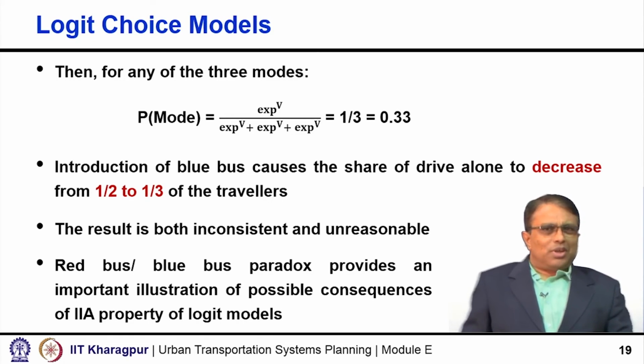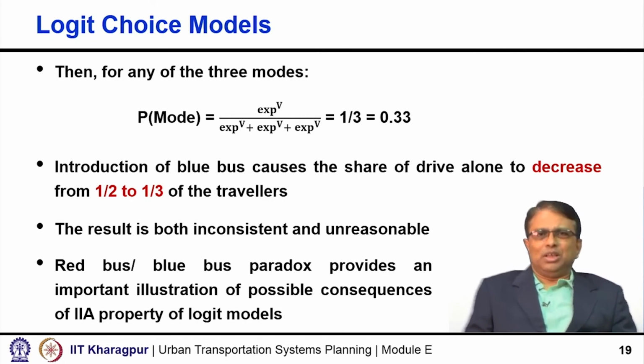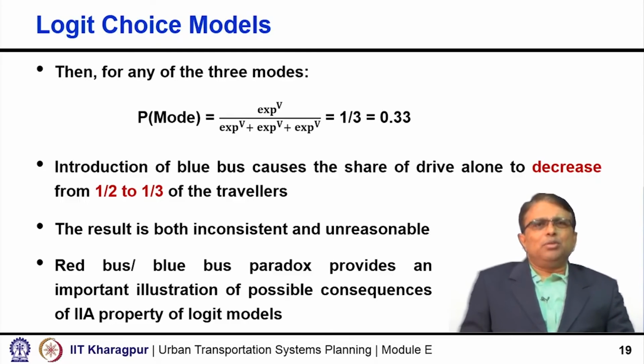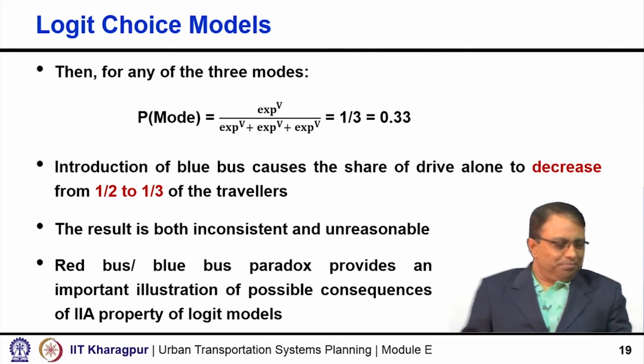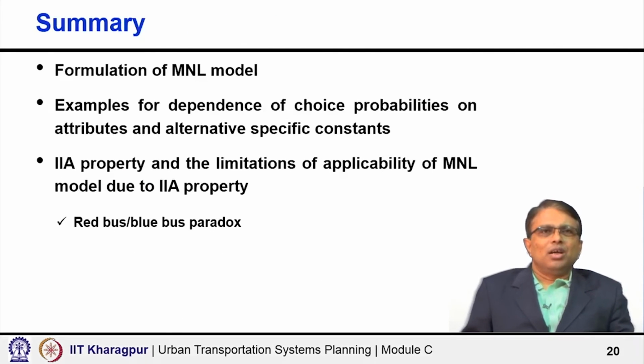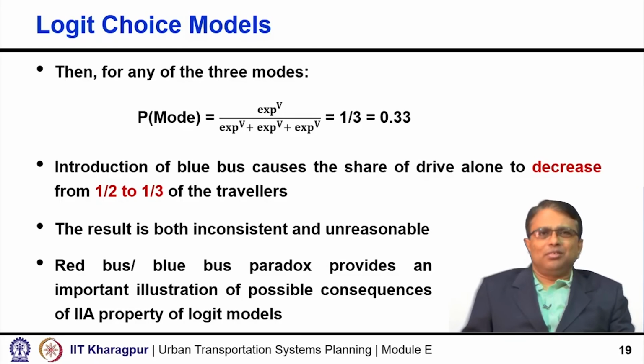Does it sound all right? No, it does not sound very logical. But then why did it happen? It happened simply because of the IIA property of the multinomial logit model. The ratio remains fixed. So, that is where the problem comes, and this red bus blue bus paradox provides an important illustration of possible consequences of the IIA property of logit models.